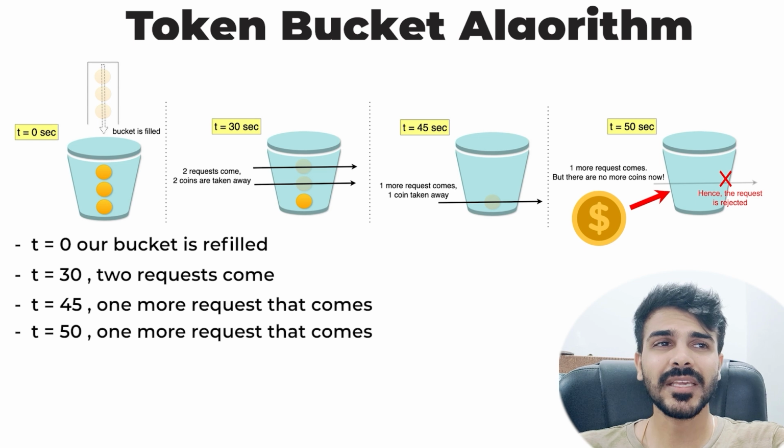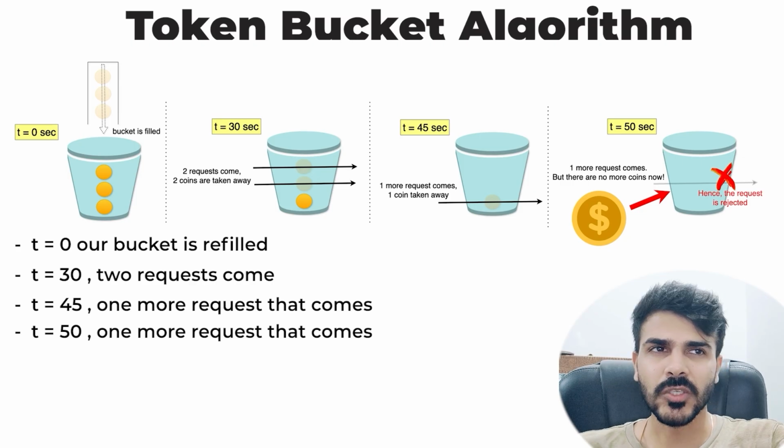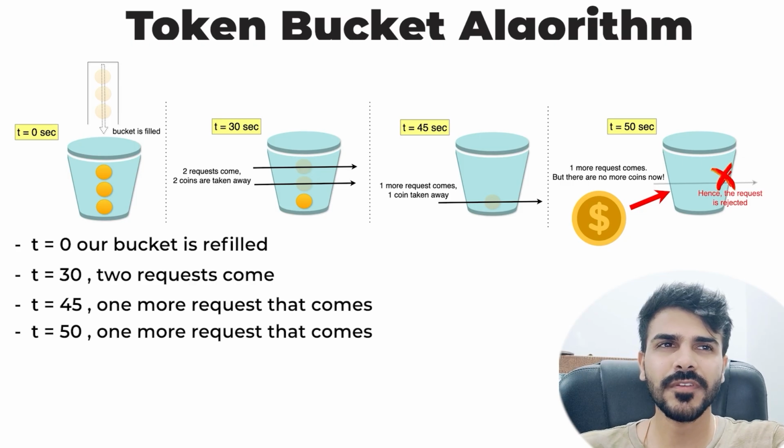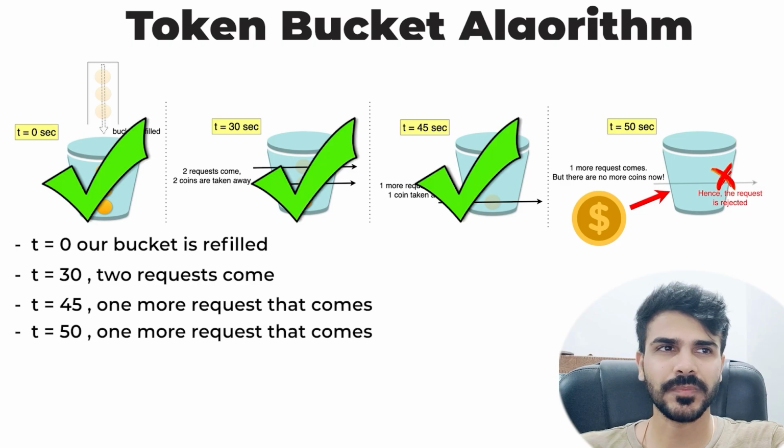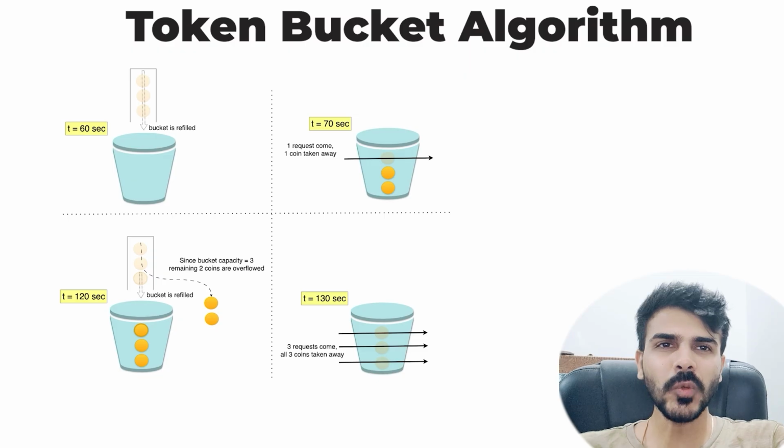Therefore, this request would not be allowed. In other words, it would be rate limited. So this request is rejected. So in short, in the span of the first 50 seconds, we allowed 3 requests to pass through. The 4th request was rejected. Now we come to our refill time, which is t equal to 60 seconds.